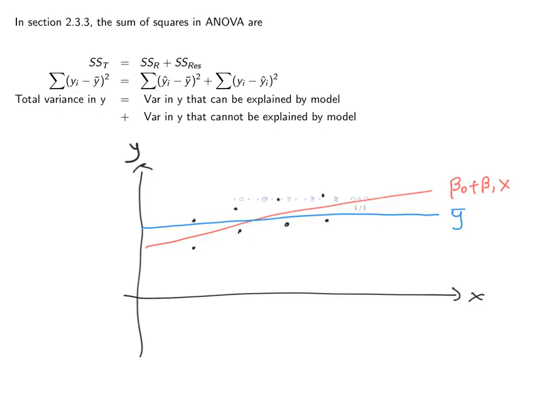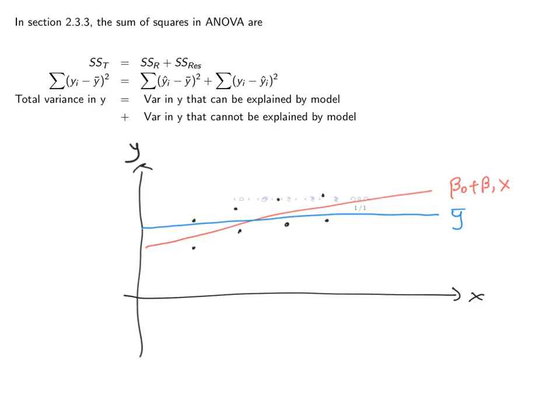Now, the residual is basically the vertical distance from the data point to the red line. If I square that, that's my squared residual, and I add all of it up. So this part represents the residual. The difference between the red line and the blue line, that is the regression sum of squares. If I square that, add it all up. So that's what these represent.